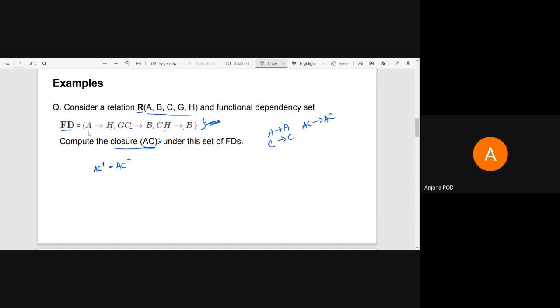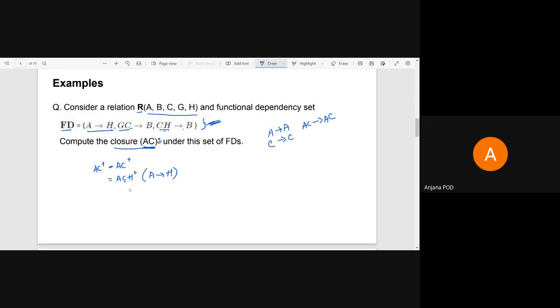Yeah. So now we will check. From the functional dependency set, you can see that A determines H. So then we will write ACH, because A determines H. Now we will check whether we are getting other attributes or not. We have GC. We'll check the left hand side: we have C, but we don't have G in our attribute set.